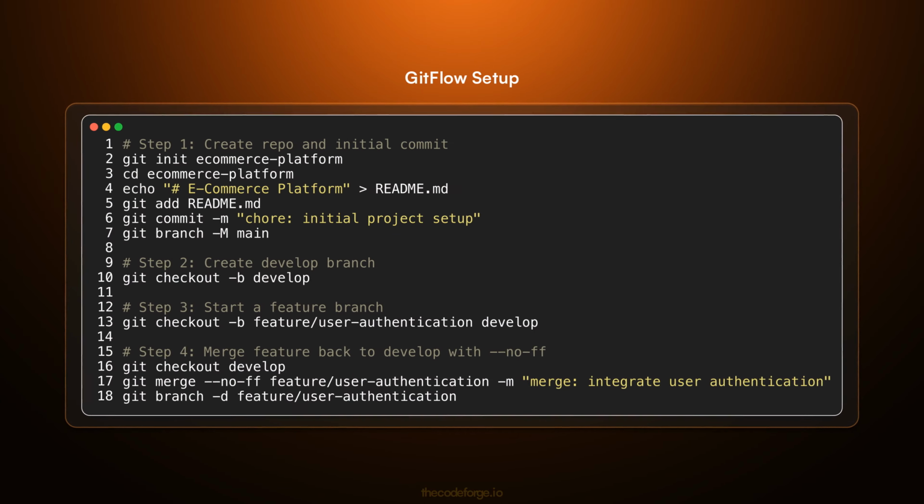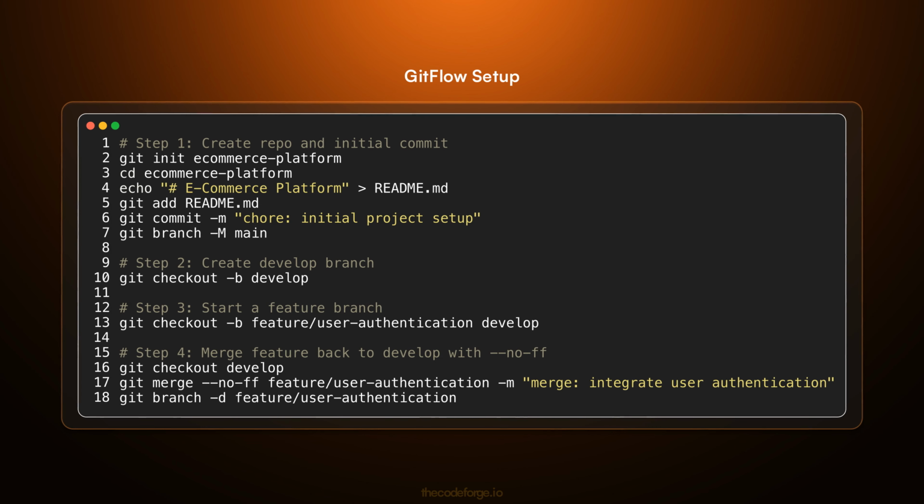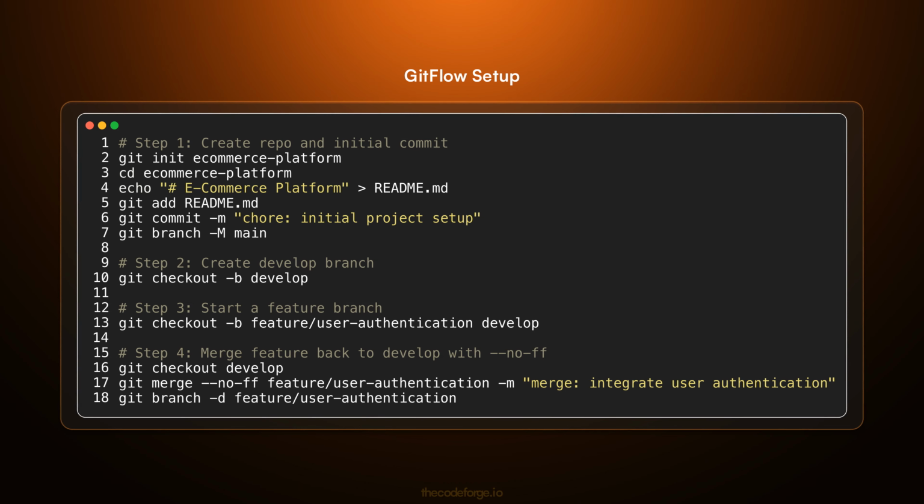This sets up a GitFlow project from scratch. After initializing, create the develop branch. Feature branches are cut from develop. When merging back, always use --no-ff to preserve the feature's history with a merge commit. Then delete the feature branch.